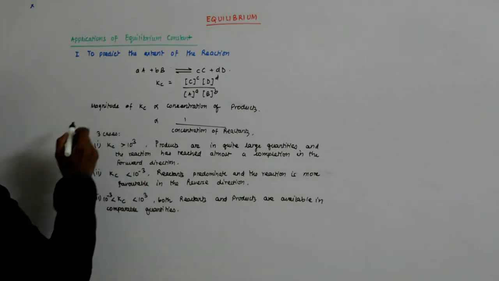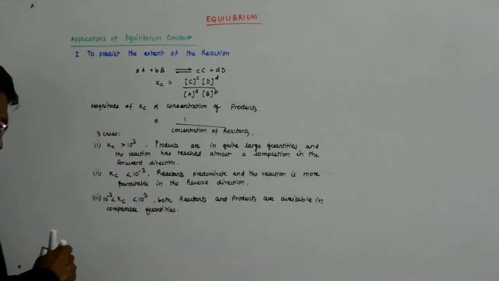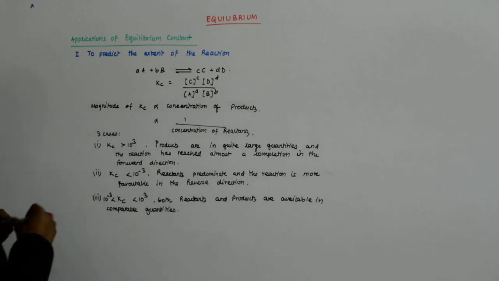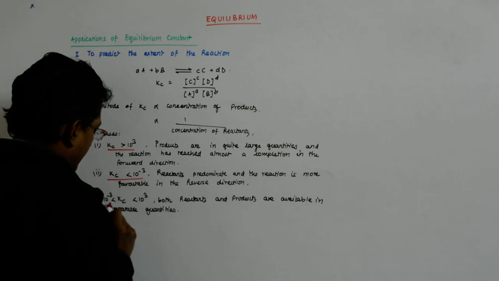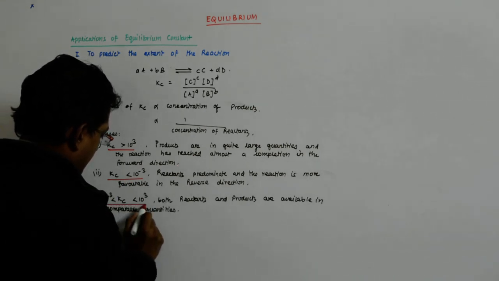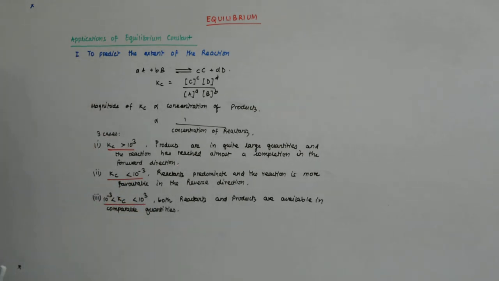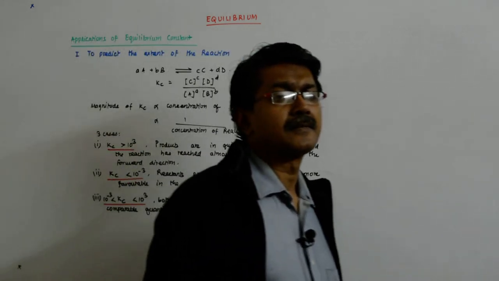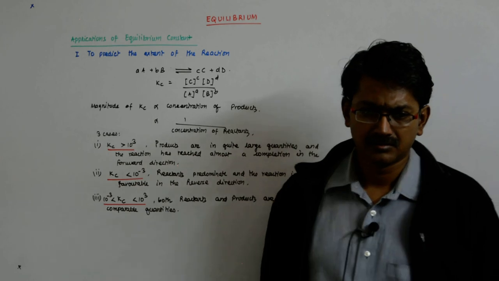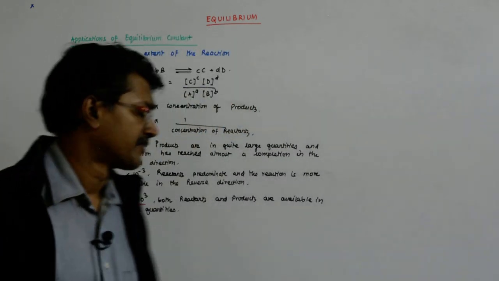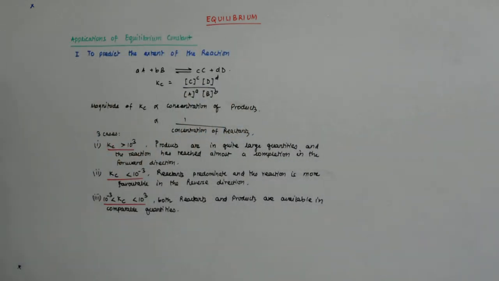So these ballpark figures, they should be remembered, and many a reaction can be understood on the basis of this, provided you are given the value of the equilibrium constant. Correct? The value of the equilibrium constant. Okay? Fine.